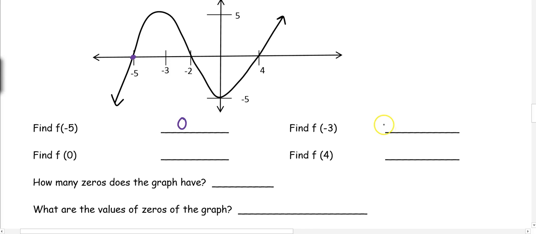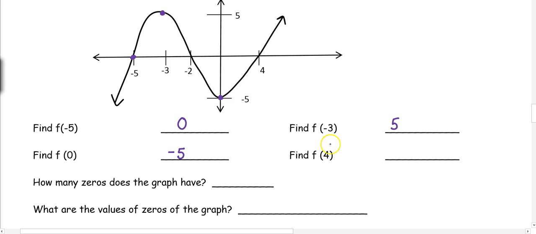When I look at f of negative 3, so here's negative 3, I go up to where the graph is, which is right here. The y value of that coordinate would be 5. Find f of 0. So here's 0, I'm going to go down to where my graph is this time, which means my y value is -5.